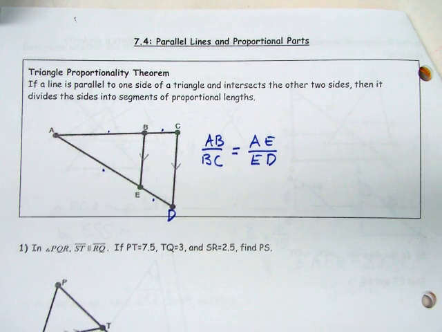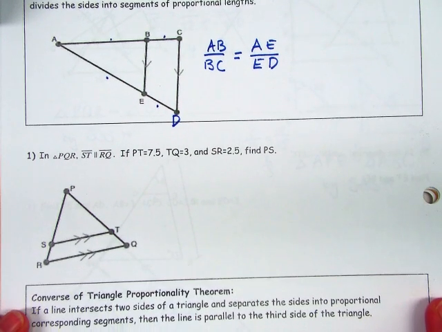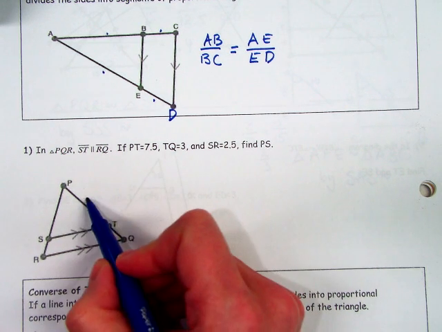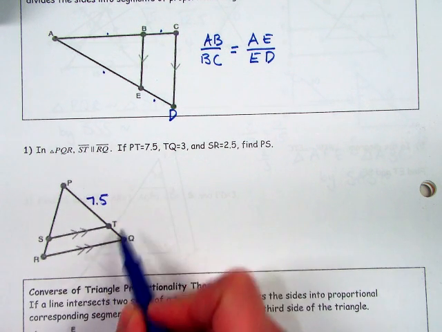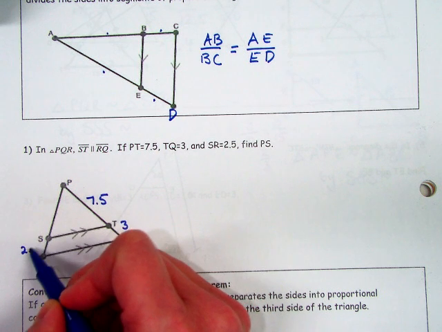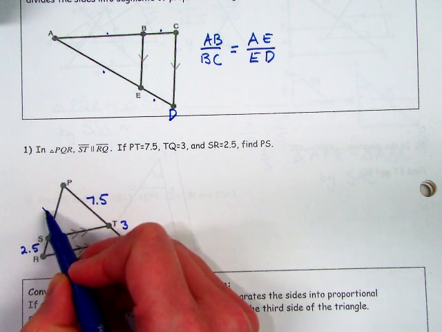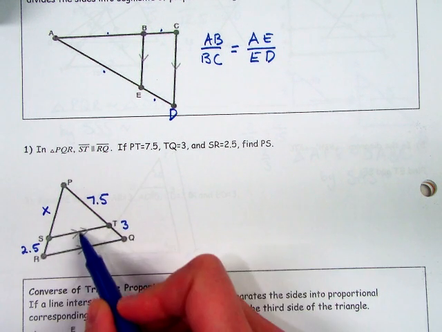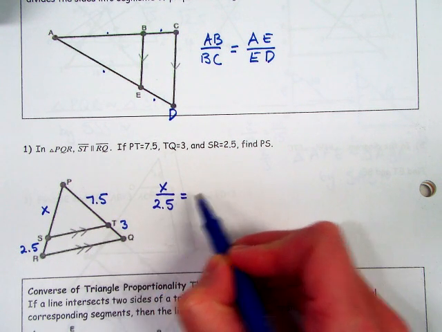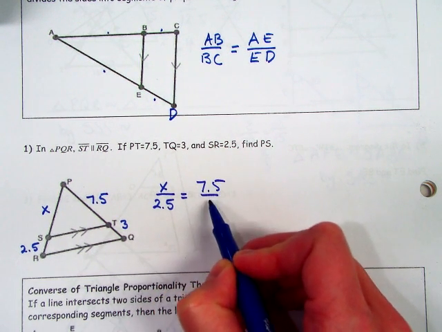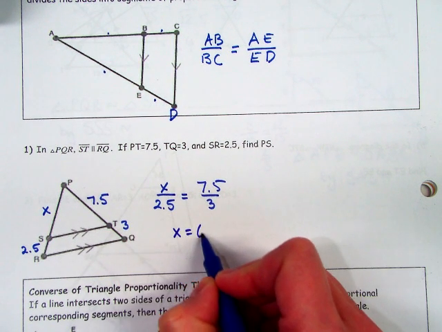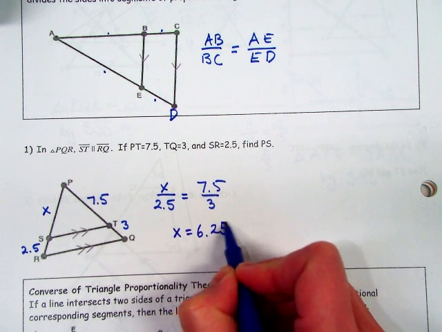So in this example, we have that ST is parallel to RQ. If PT is 7.5, TQ is 3, SR is 2.5, we have to find PS. I'm going to make that X. Since I have parallel lines, we know that we can write the proportion X over 2.5 equals 7.5 over 3. Cross multiply and solve to get X to be 6.25.